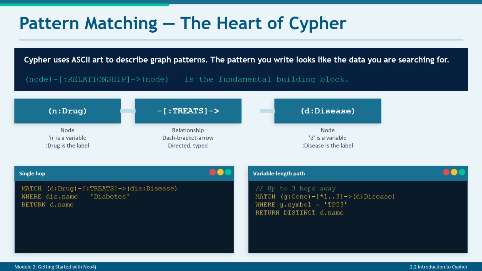The bottom 2 code examples show 2 powerful extensions of this. The first is a simple one-hop query. Match drugs that treat diabetes, filter on disease name, return drug names. The second is a variable length path query. The *1..3 syntax means follow between 1 and 3 relationships of any type. This lets you ask, what is within 3 hops of this gene, without knowing the path structure in advance.